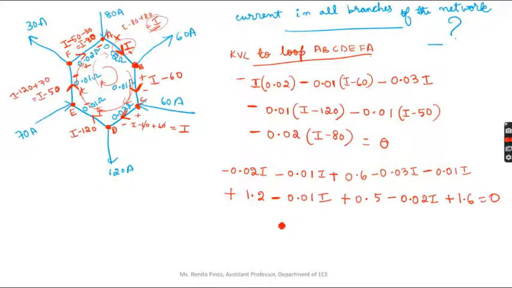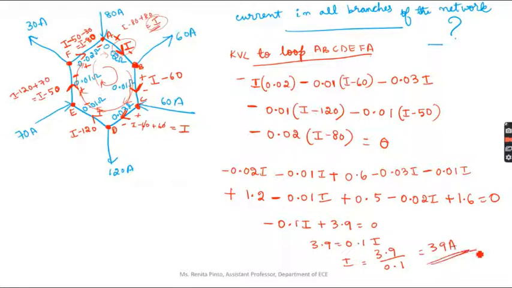Now find out what I is. You will get minus 0.1 I plus 3.9 equal to 0. So 3.9 equals 0.1 I. So I will be equal to 3.9 divided by 0.1, which gives you 39 amps. So this is the main current.